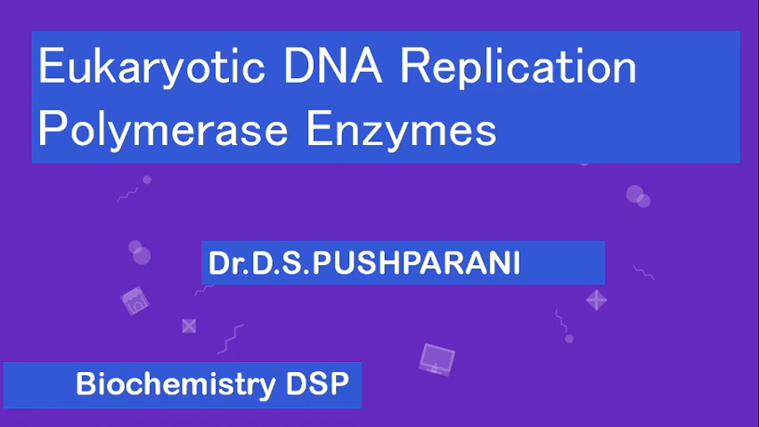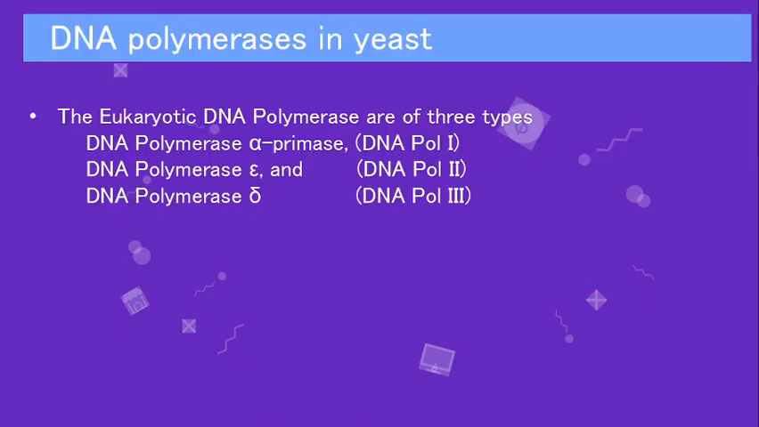In this session, I'll be explaining eukaryotic DNA replication, DNA polymerase enzymes. In this session, we are going to see the DNA polymerase enzymes which are required in eukaryotic DNA replication. The eukaryotic replisome requires a large number of interactive protein factors with different enzymatic activities. It includes the 11-subunit CMG helicase and 3 different multi-subunit B family DNA polymerases.